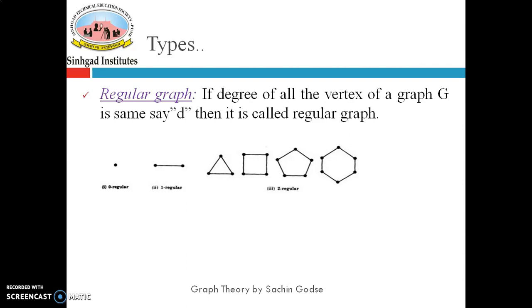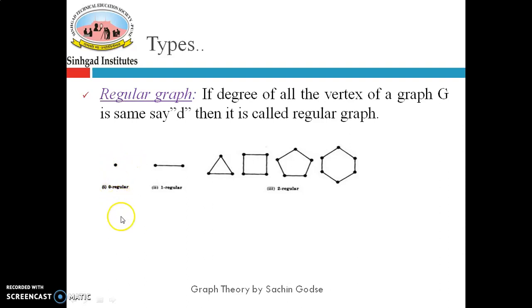Now next type of graph is regular graph. A graph is called a regular graph if each vertex has the same degree. So if the degree of all the vertices of a graph G is the same, say D, then it is called a regular graph. You can see some examples of regular graphs.